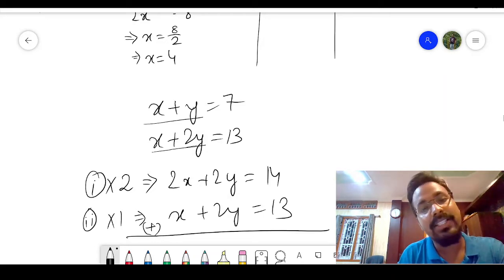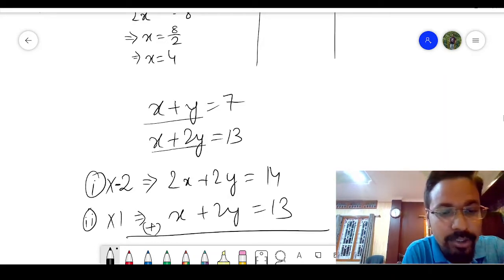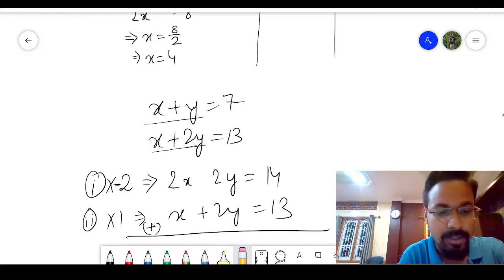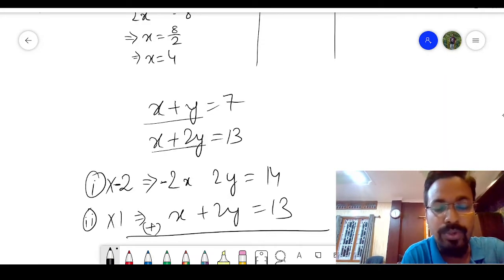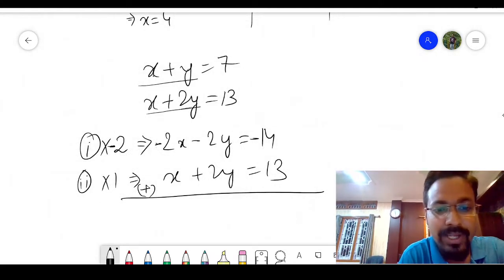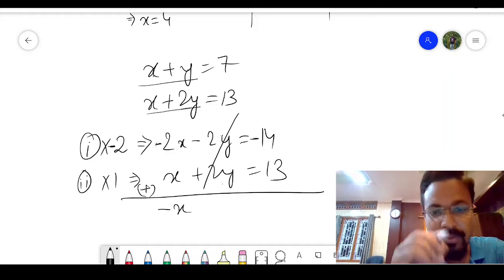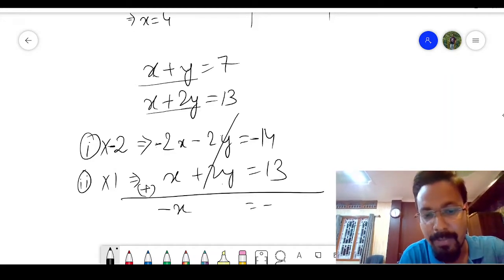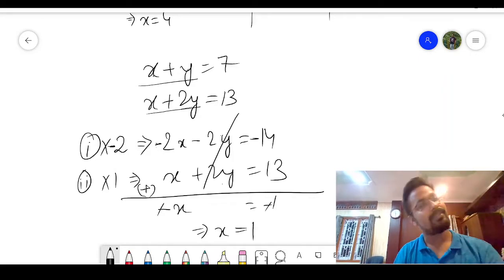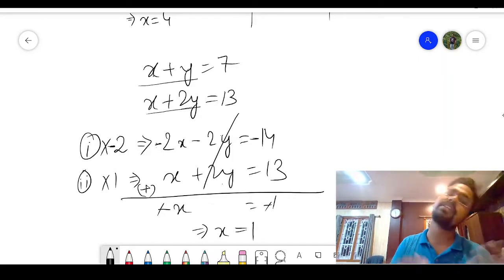Now what to do? What changes should we make? Let us multiply it by minus 2. What happens then? We will have some changes here. Minus 2 into x is minus 2x. Minus 2 into y is minus 2y. Minus 2 into 7 is minus 14. Now what we have here, minus 2x plus x will give us minus x. Minus 2y plus 2y will cancel out, and this will give us minus 1. So minus minus will cancel, and we will get x equal to 1. Simple. Now put the value of x in this equation and you will get the value.